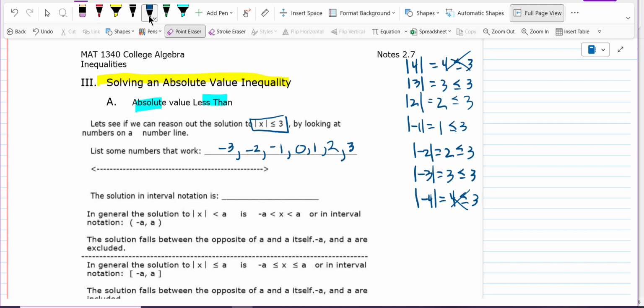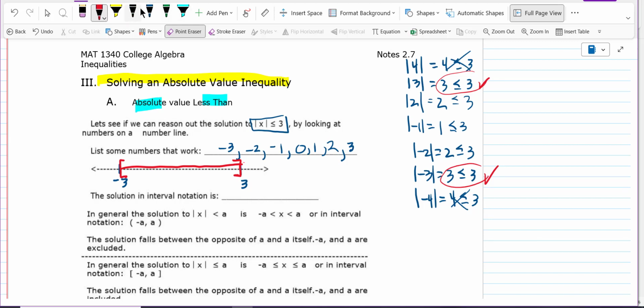So it looks like on a number line, -3 to 3 is where all the solutions would fall. On a number line, we would have a bracket to include the 3. Notice that when we included 3 and -3, it worked because 3 is equal to 3. Then you would shade in the middle like that, and that would be how your number line graph goes.